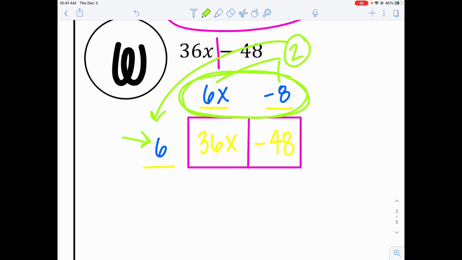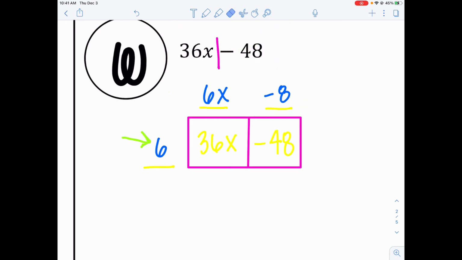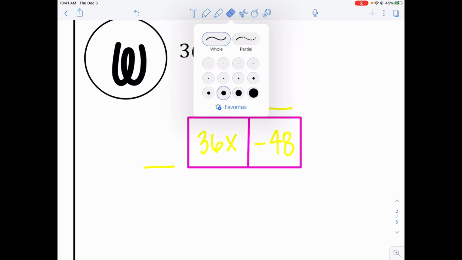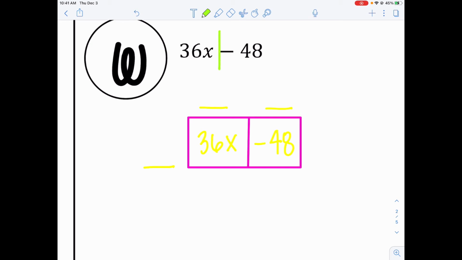So I'm going to erase all my stuff in green. And now I'm going to erase these. Ooh, my eraser is too large. Okay. So I had a 6 in the front, and I could still pull out a 2. So I'm going to do 6 times 2, and 6 times 2 is 12. So that means 12 is the largest factor that I can pull out of a 36 and a 48.